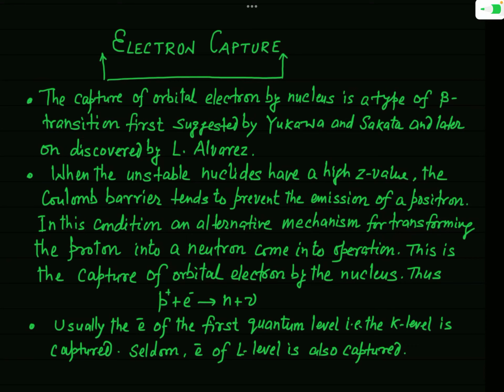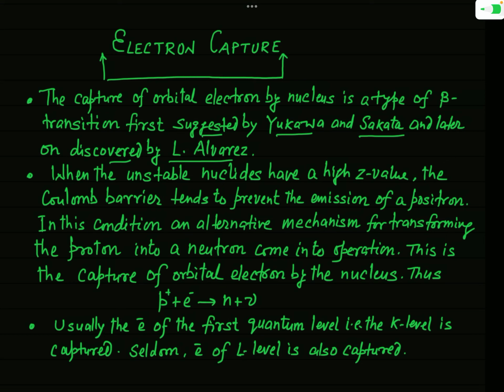We have talked so far entirely about beta minus and beta plus emission and have ignored the third type of beta transition, which is actually the orbital electron capture. In fact, the capture of an orbital electron by the nucleus is also a type of beta transition, and this transition was first suggested by Yukawa and Sakata. Later on, this process was discovered by a great scientist, L. Alvarez.